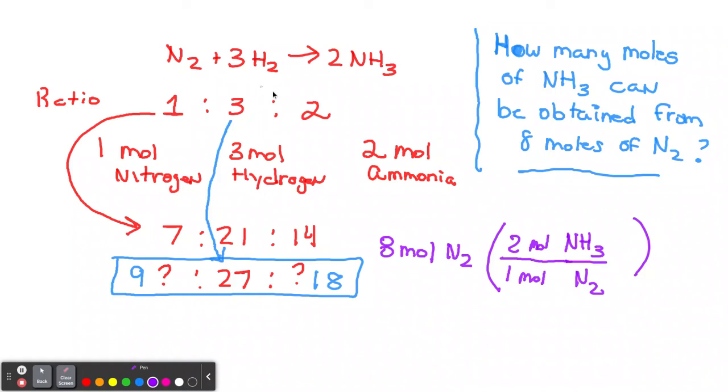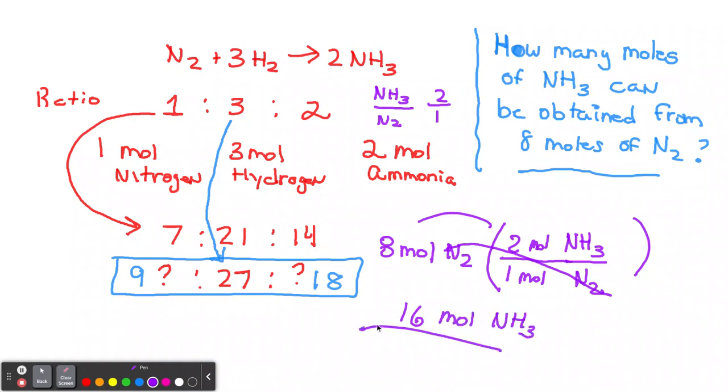We see the ratio 1 to 2, but we want ammonia, not pneumonia, on top, and that would be 2 to 1. So just cancel the N2s. We have a 1 on the bottom, so just multiply across, and your answer will be 16 mole ammonia. Excellent. So that is mole ratio method.